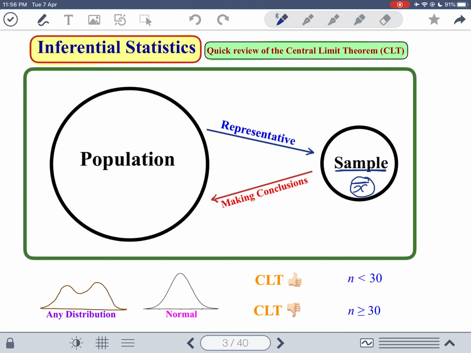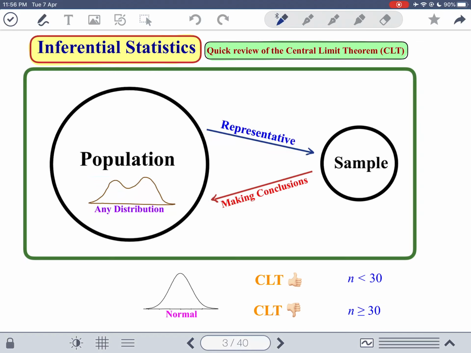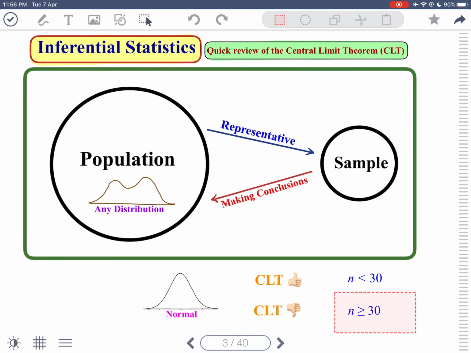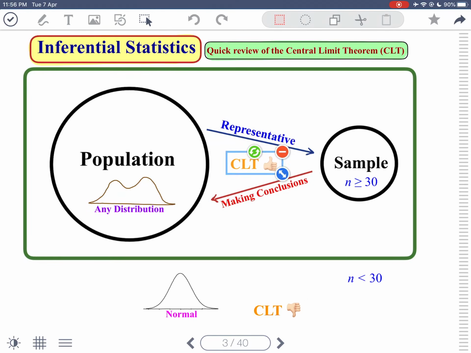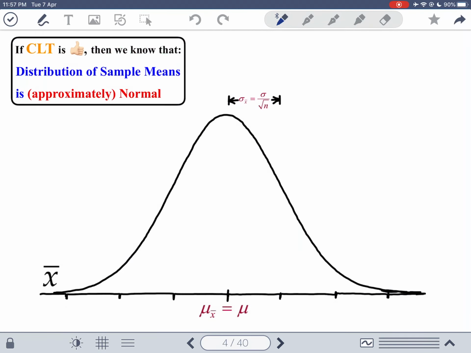Okay, and so now I want to remind you of the central limit theorem of the last lecture. It said that if your population has any distribution, it doesn't matter. But as long as you choose a sample size that is bigger than or equal to 30, then you can apply the central limit theorem. It works in this case. Okay, that was the first part. But what does it say after? Okay, so we are able to apply the central limit theorem, but what does it say? It says that your distribution of sample means, x bar, is going to follow an approximately normal distribution.